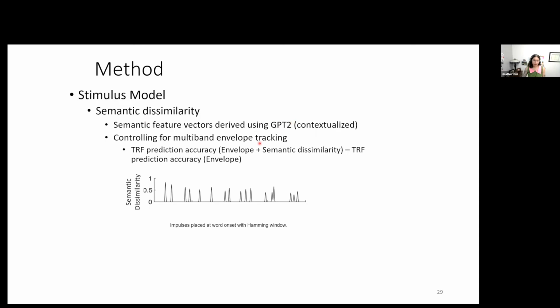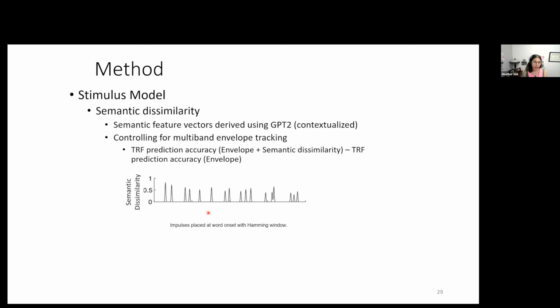So we looked at that. We controlled for multiband envelope tracking. And what we did is we took a combined model, a TRF prediction accuracy for an envelope plus dissimilarity model, and then subtracted out the prediction accuracy from the envelope. And so here we've got the semantic dissimilarity model with impulses placed at word onset with a Hamming window.